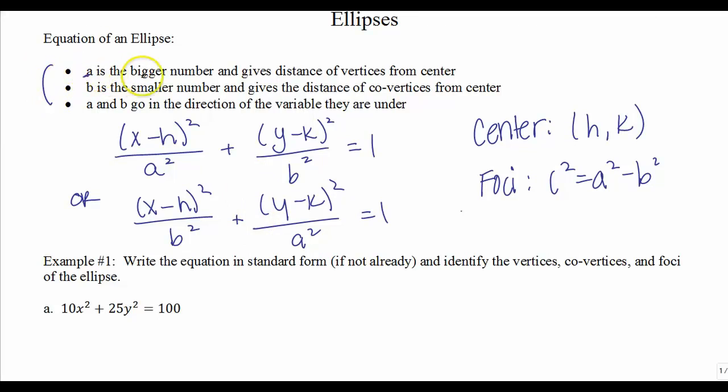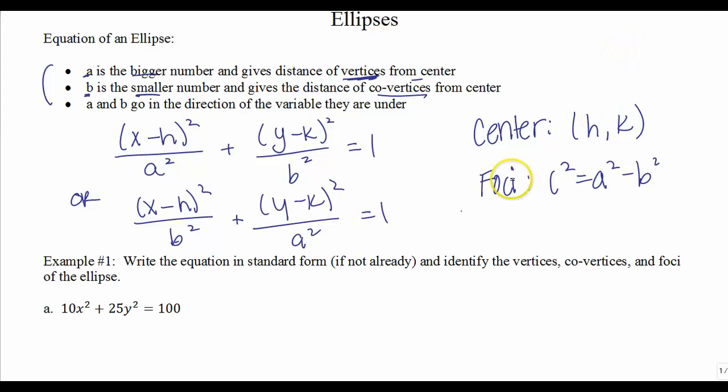A is the bigger number, and it gives the distance of the vertices from the center. That's important, from the center. B is the smaller number, and it gives the distance to the co-vertices from the center. Remember, it's always from the center. And then A and B go in the direction of the variable they are under. So in this case, A would go in the x direction, B would go in the y direction, or opposite, here B would go in the x direction, A would go in the y direction. So that makes things easy.